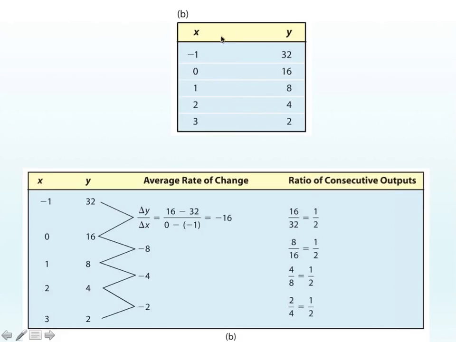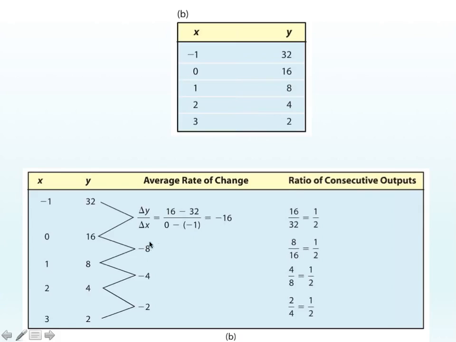Now let's take a look at this example here. We have x values of -1, 0, 1, 2, and 3, and we have y values of 32, 16, 8, 4, and 2. So if we take a look at the average rates of change, what you'll see is if we take 16 minus 32 over 0 minus -1, we get -16. And if we calculate the next one, we get 8 minus 16 over 1 minus 0, you get -8. These two are already not the same, so you do not need to keep calculating the average rate of change.